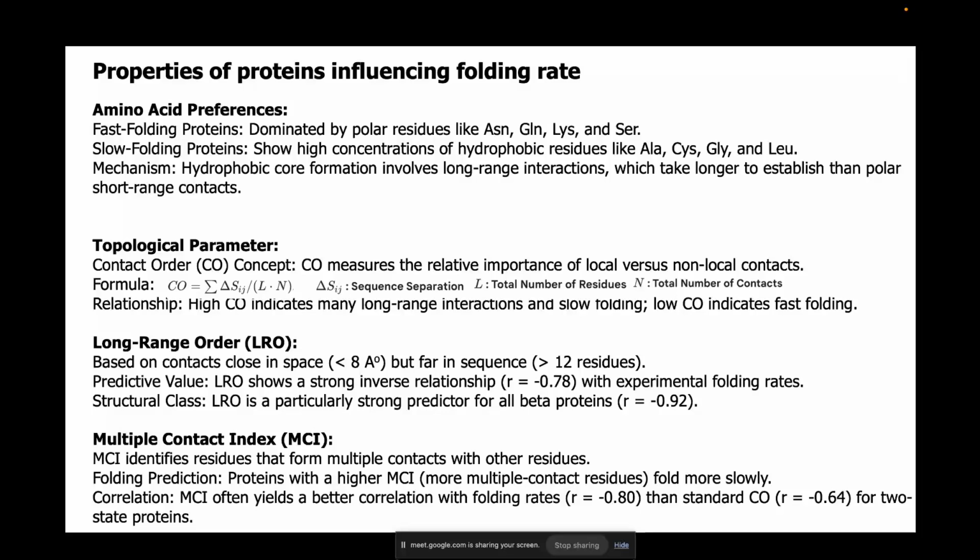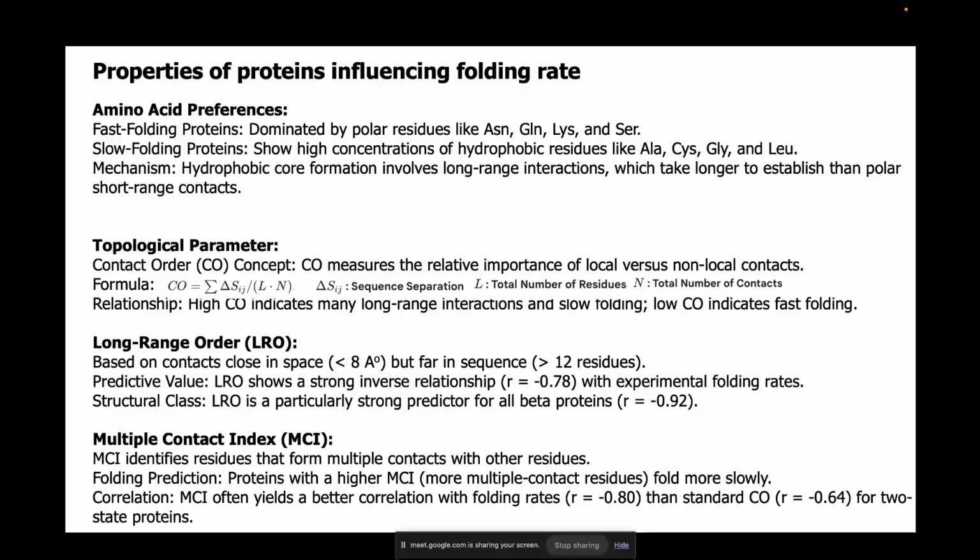If you have high contact orders, these are long range interactions, which are basically hinting towards hydrophobic interactions. So if you have a higher value of contact order, it means there are long range interactions, and those are driving hydrophobic interactions. So it will fold slower, compared to faster folding when you have lower contact order values.